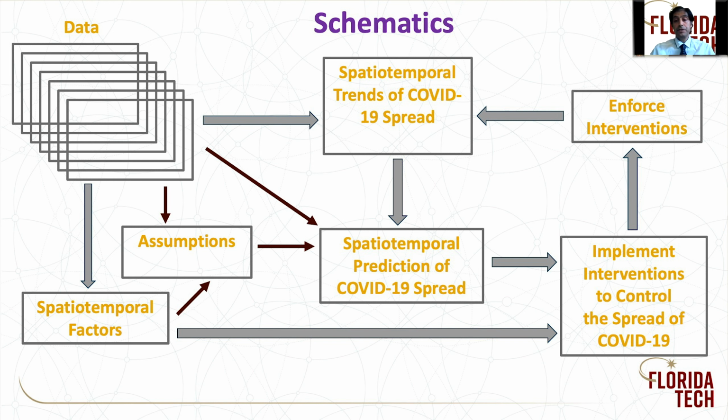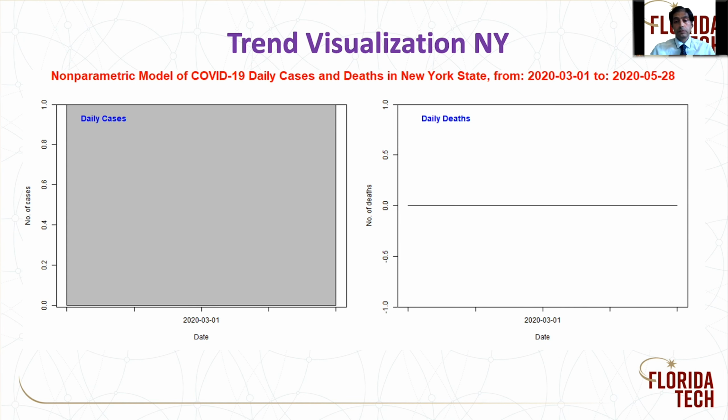And then after enforcing those interventions, we look at the new data. We have the current trends, and then we fine tune assumptions, we adjust the factors, and we will have new predictions. This will be a spatiotemporal dynamic modeling for the whole nation at the state level. And then I will let you know that even the state level is not enough, and we need to have higher resolution. I'm going to show you the comparison between the trends of two states.